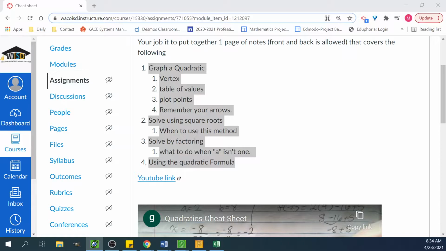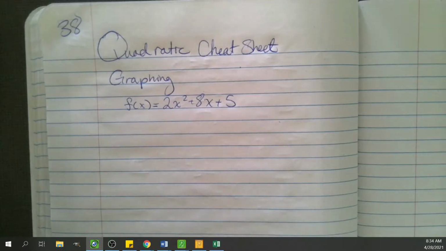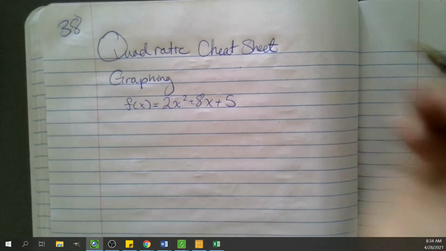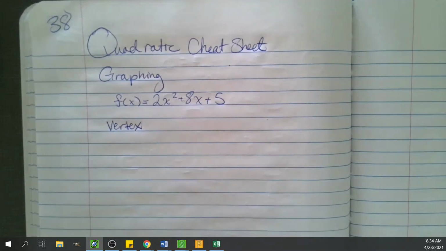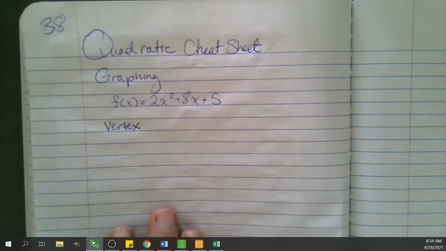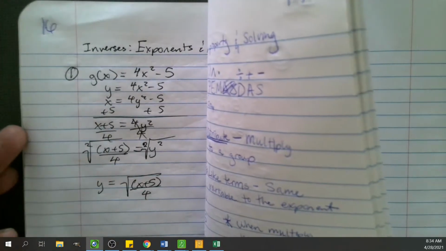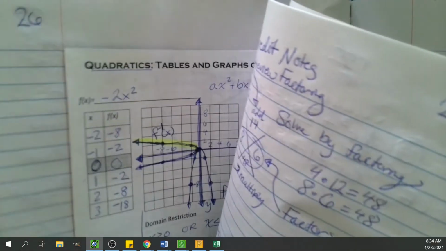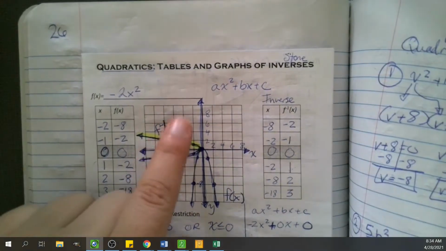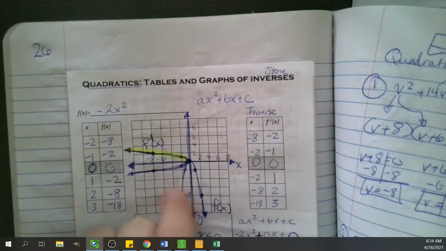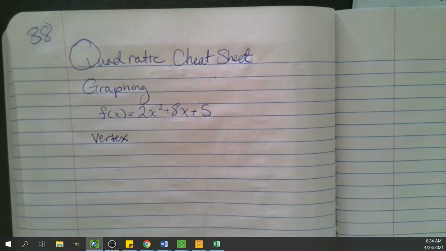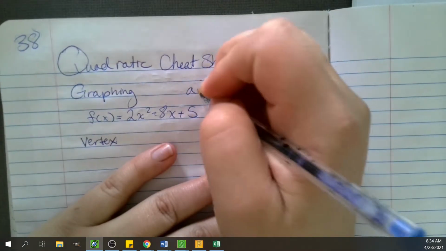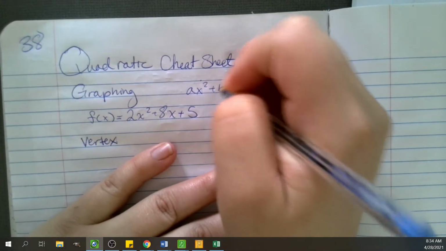Okay, quick reminder, we need to find the vertex first. How do I find the vertex? There's a formula. If you need to know where to look in your notes, you're going to be looking at this. This is going to be the notes that has it. Okay, that's standard form. That's going to tell me what my A, B, and C is.